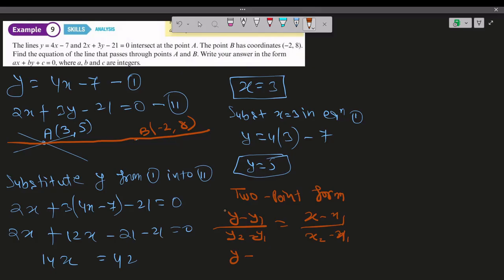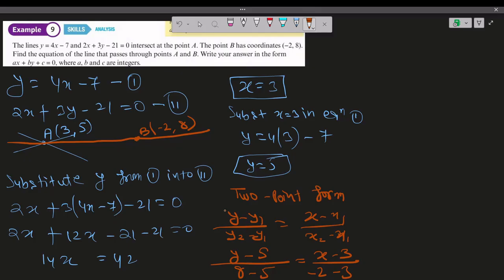So y minus y1, that is 5, upon, be very careful while substituting. A is my first point and B is my second point. Again, I am making it very clear. So y minus y1 upon y2 minus y1, so 8 minus 5, equals x minus x1. So x minus x1 is x minus 3, upon x2 minus x1, minus 2 minus 3. Yeah, that's it.